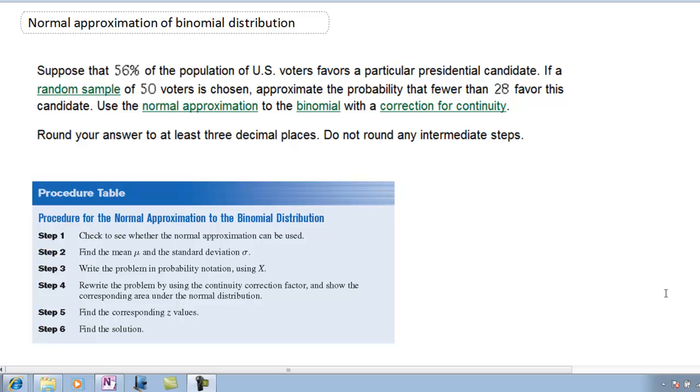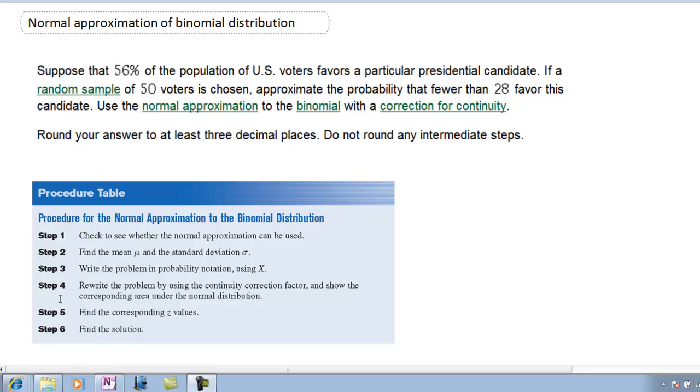On page 340, a procedure table is provided, which gives 6 steps for doing a problem like the one you see above. The first step is to check whether the normal approximation can be used. We know that a coin flip, if you repeat the trials very rapidly, has a distribution that looks approximately normal, but that's a 50-50 shot.